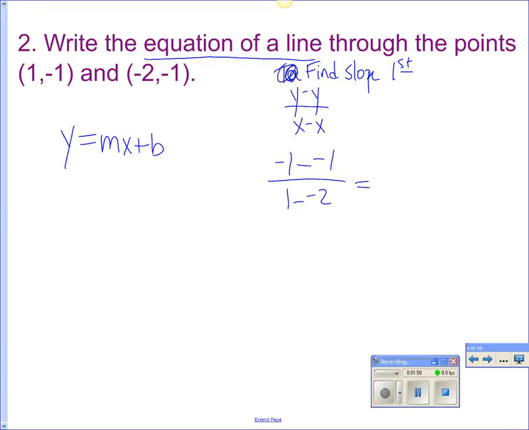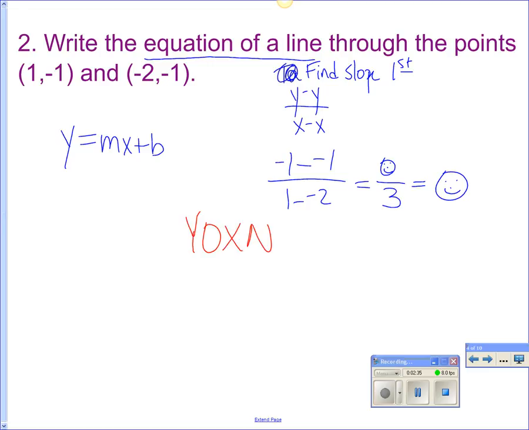Good. All right, Gracie, what are you getting for the top? Zero. And on the bottom you get 3. When I get 0 on top, is that good or bad? That's good. Remember, keep the happiness alive. You get 0 slope. Anytime I get 0 slope, I'm going to use my shortcut. What's my shortcut?